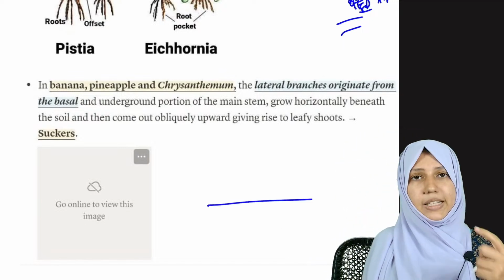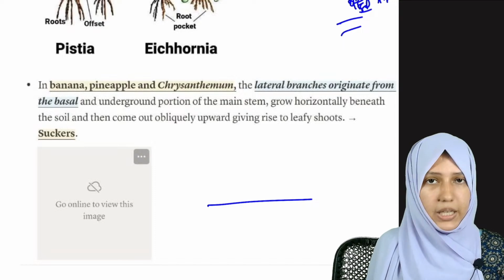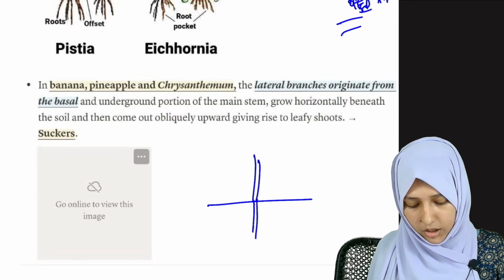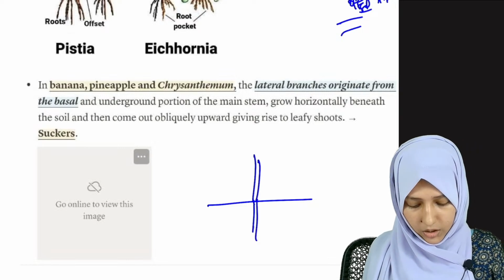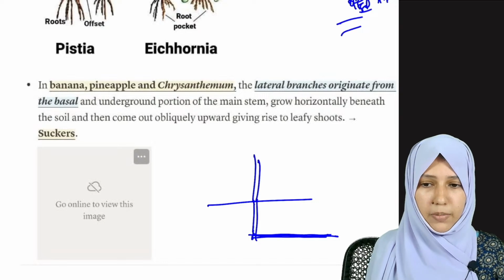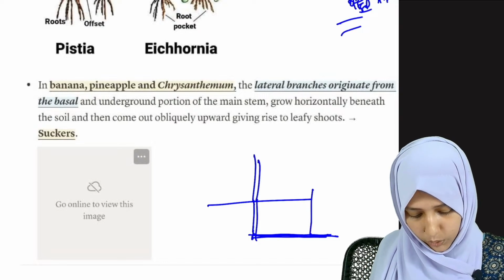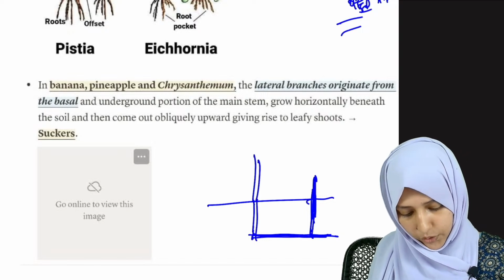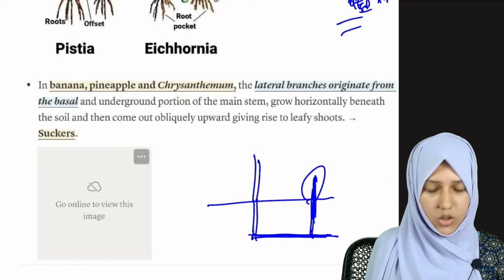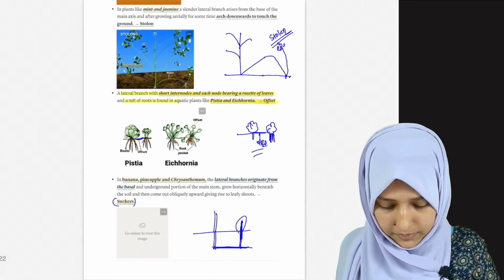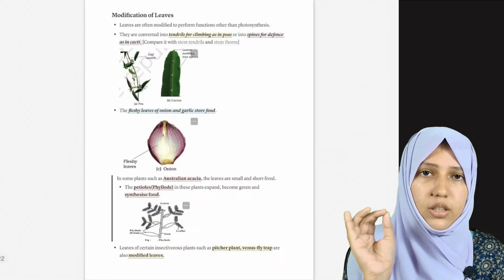So for plants like banana, chrysanthemum and pineapple, this is the upper part of the stem, and this is the underground part of the stem, and in the underground part they will form a lateral branch. And this will grow vertically or obliquely to form new plants here. Clear? So this is known as suckers. Okay, they are known as suckers. So this was about modification of stem.